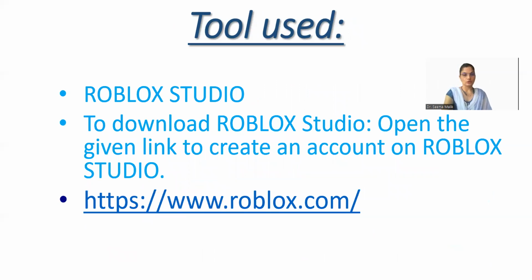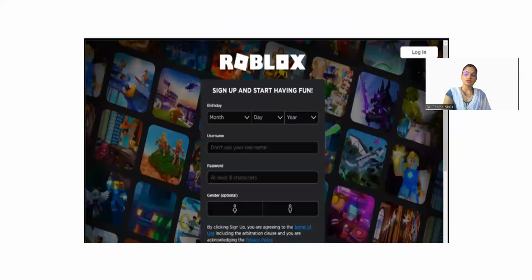One is Roblox Studio. As I told you, you can download it from the given link. When you click on this link, you will have this screen in front of you. On this screen, you first need to sign up. For sign up, you need to give your details: your birthday, your username, your password, your gender, and then click on sign up. Make sure your username, password, and birthday are unique. The username especially must be unique. If it's repeated, you need to try again with different usernames.